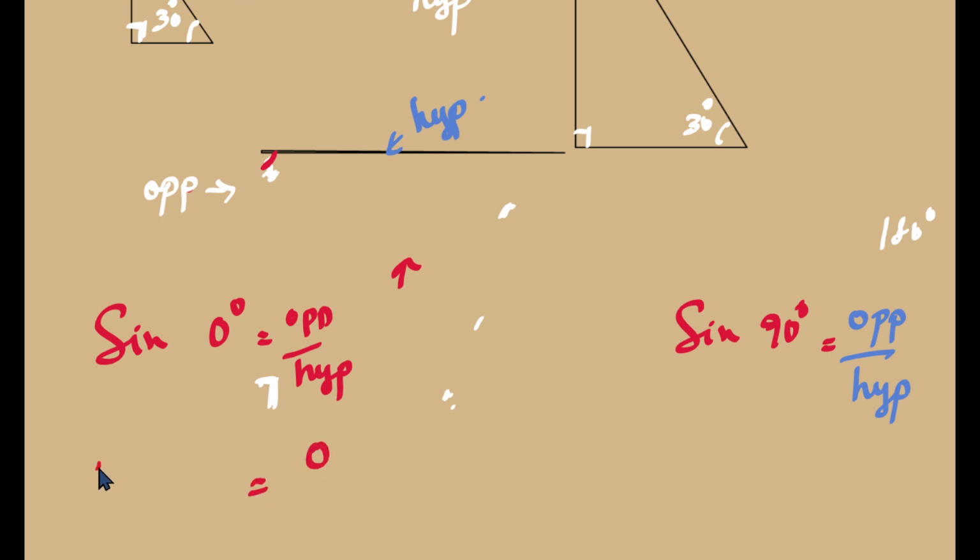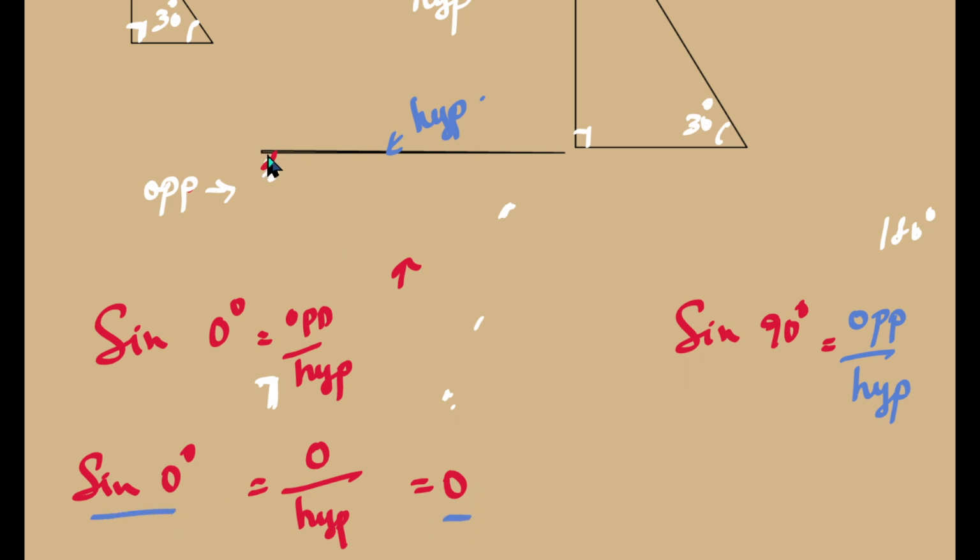For sine 0 degree, the length of the opposite is equal to 0. And we are not concerned about the length of the hypotenuse now. We do not have to measure it because 0 divided by any length is equal to 0. So we have arrived at sine 0 is equal to 0.